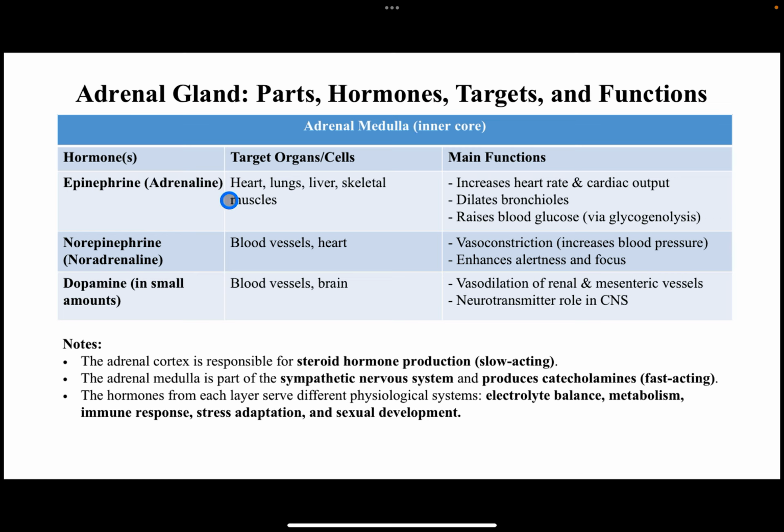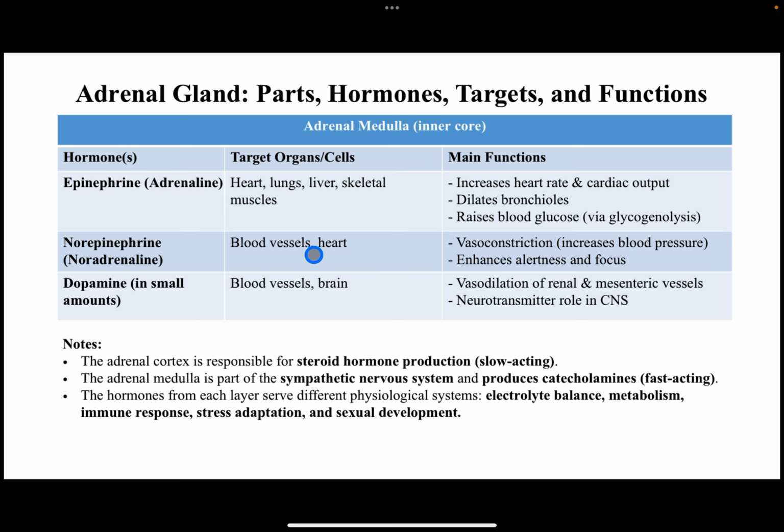So how many hormones are produced there? Two hormones: epinephrine or adrenaline, and norepinephrine or noradrenaline, and also dopamine in small amounts. The target organs for epinephrine are the heart, lungs, liver, and skeletal muscles. What do they do when they target these organs? Increase heart rate and cardiac output. It dilates the bronchioles, and it raises blood glucose via glycogenolysis.